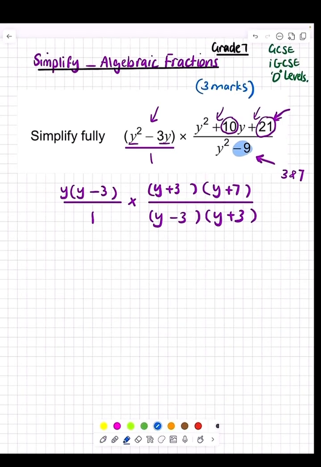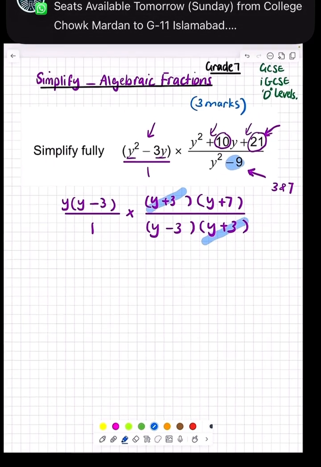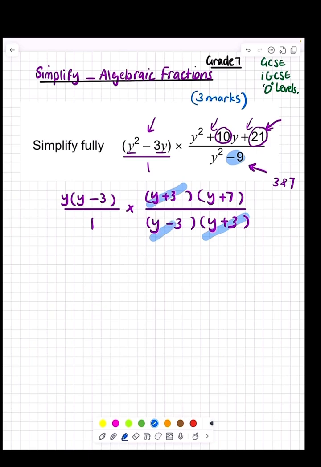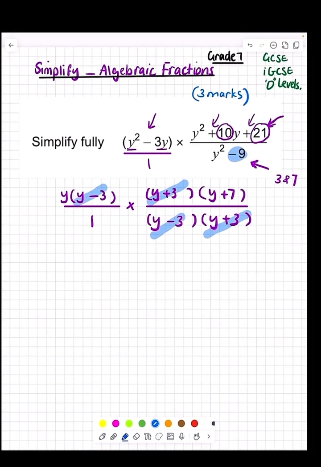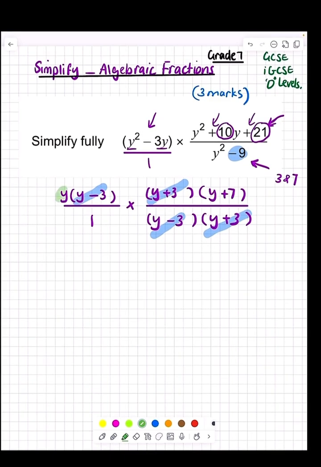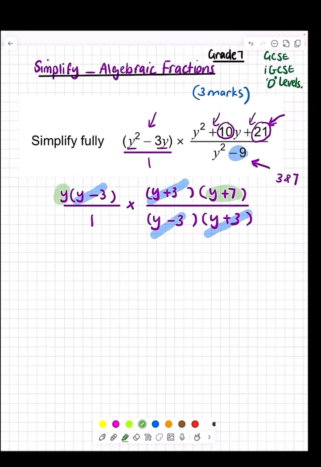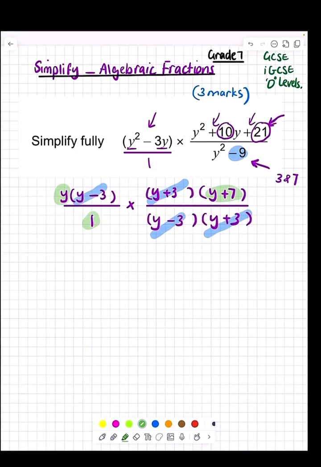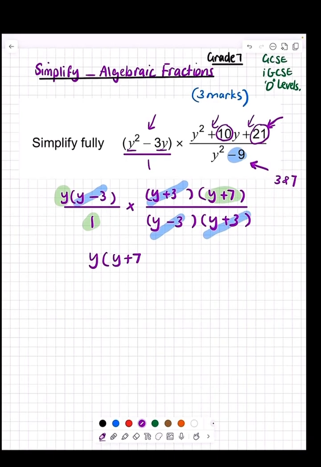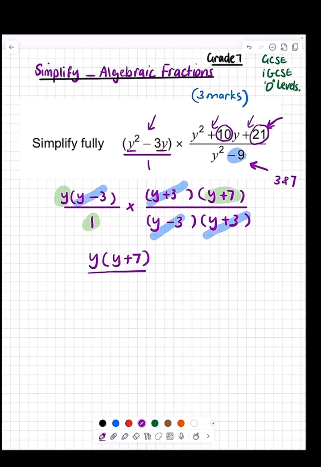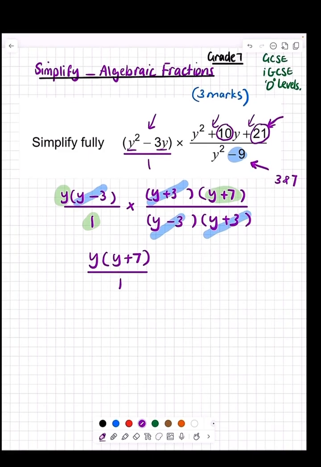And when you cancel things down, for example, this y plus 3 can cancel with this y plus 3. And y minus 3 can cancel with y minus 3 here. So at the top, we are left with y and y plus 7. And at the bottom, we just got 1. So that means we simply multiply y and y plus 7 as a numerator, and then over that is 1. So anything divided by 1 is going to be the answer itself.